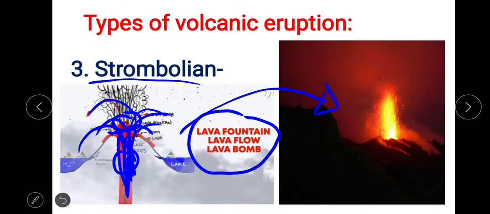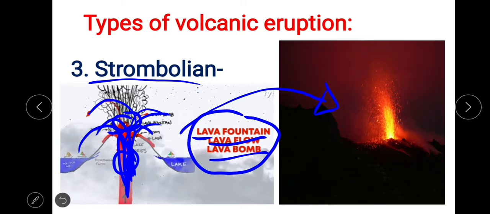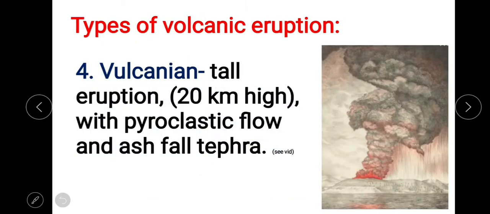Of course, it is called magma when it is inside the volcano, but when it flows out from the volcano, it is already called lava. Okay, lava flow and lava bomb are the indicators of Strombolian eruption. Now let's proceed to the fourth one.